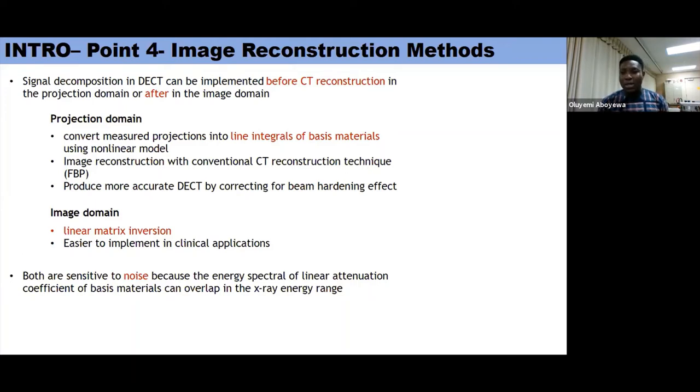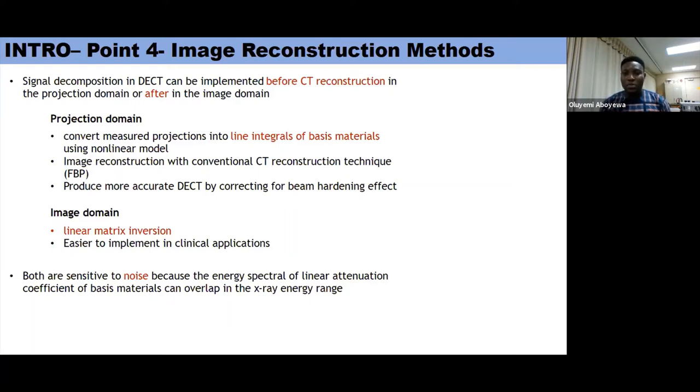So we can do our decomposition, that is, solve our integral in such a way that we separate out those two components, or we can do it after we form the image by doing a form of linear matrix inversion, which I think I'll talk about a little bit in the next slide. But the problem is that inherently these two methods are a little bit subject to noise, just because in the energy range we're working with, the attenuation coefficients a little bit overlap.